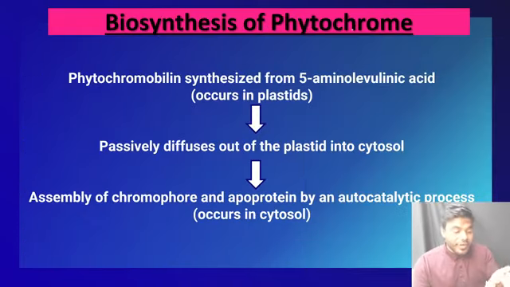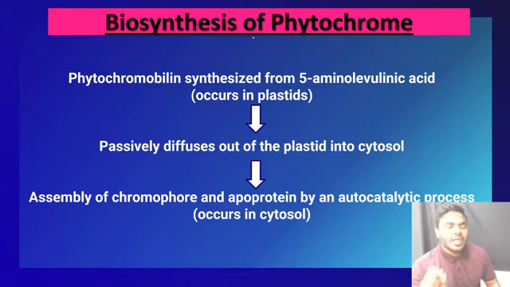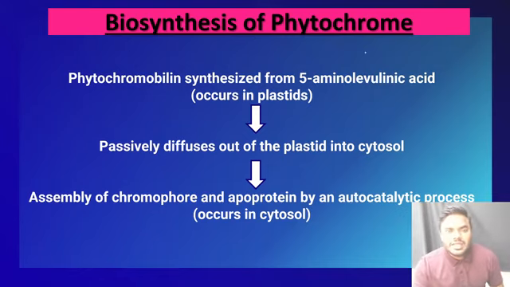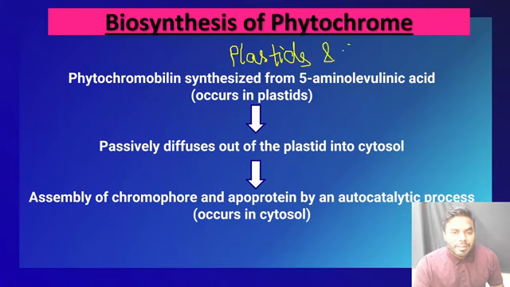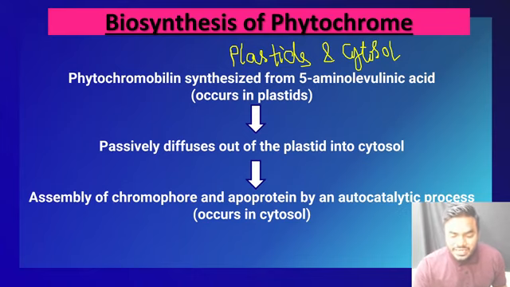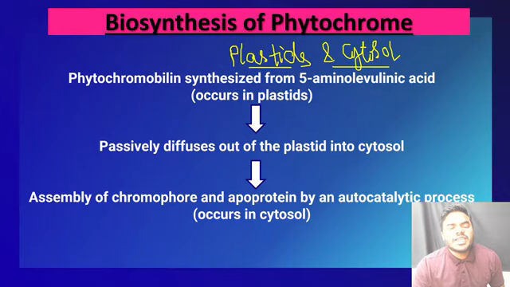So how does phytochrome get synthesized? First of all, what I want you to remember is that they can ask a simple question: which of the following organelles are involved in the biosynthesis of phytochrome? Every student listen, friends, there are two major organelles involved. One is the plastids and another one is the cytosol. Plastids and cytosol, these two are the regions where the phytochrome is synthesized.